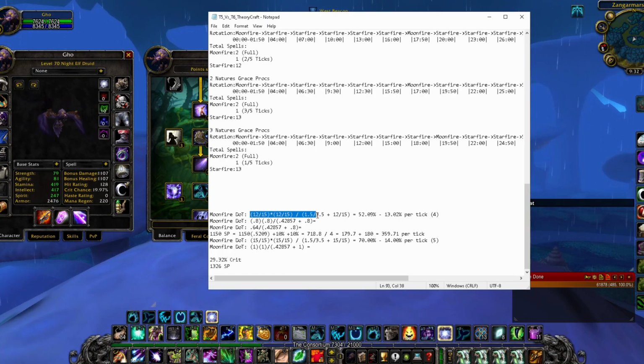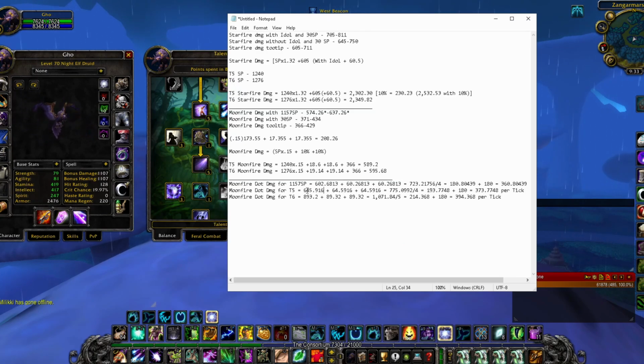I found it online somewhere, how it gets to be the percentages that it is, or that it gets multiplied by from your spell power. For the tier 5, it's going to have 12 out of 15 in the formula, and for the tier 6, it's going to have 15 out of 15. So instead of 52%, which comes out to 13% per tick, because there's four of them, it's 70% of your spell power and 14% per tick. So down here, I guess I didn't do as good of a job with the first part.